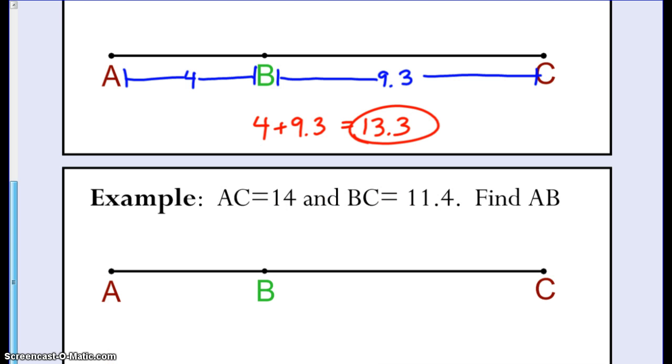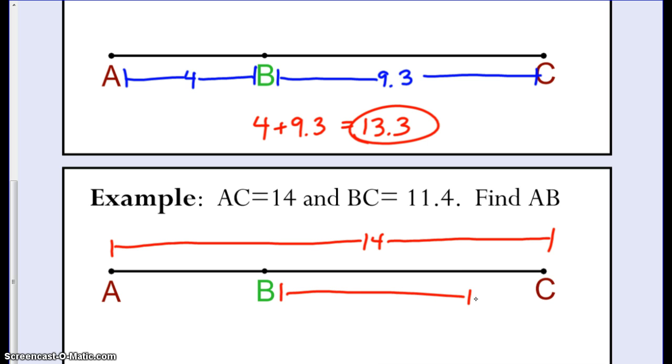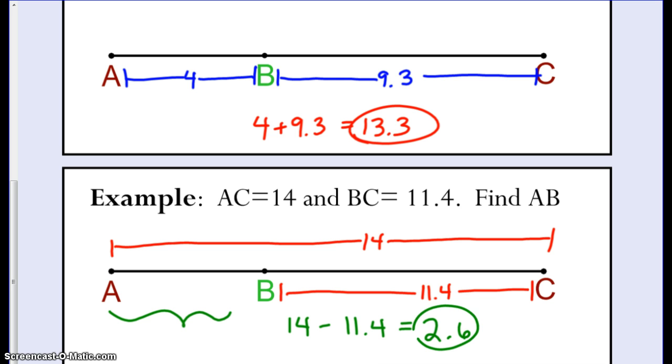Let's go to our next example. This example says AC is 14 and BC is 11.4. Automatically, I know something is different. AC is 14, so A all the way to C is 14. They gave me the big piece this time. So this piece, BC, is 11.4, and I'm asked to find the length of AB. Instead of adding this time, I'm going to take the big piece, 14, and subtract what I know, 11.4, and in order to find AB, I get 2.6.